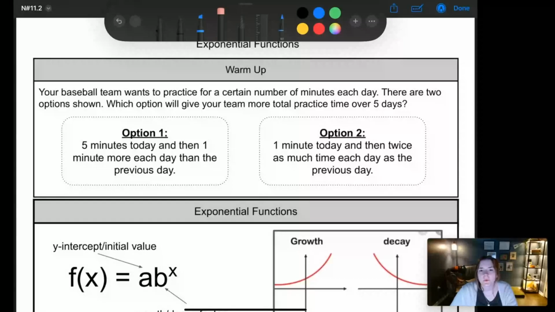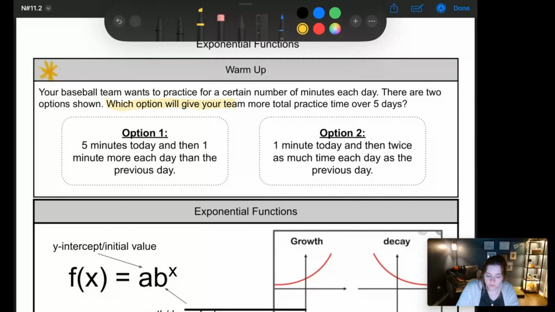Right, notes 11.2. So you are going to try this warm up on your own. But today we're talking about exponential growth and decay, but this is kind of what we did last time. So I want you to look at option 1 and option 2 and tell me which option will give your team the most total practice time. So look at both options, try some things, and see what you think the better option is, okay?